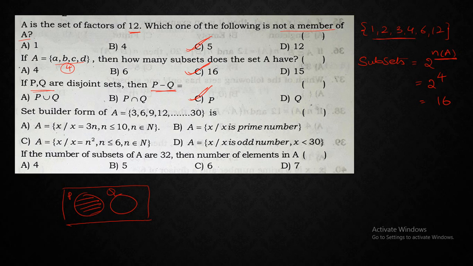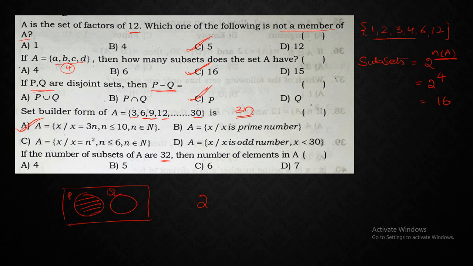Next, the set builder form of set A is equal to {3, 6, 9, 12, and so on up to 30}. If you observe, these are all multiples of 3, no? To represent a multiple of 3, you can simply call it 3n. In which option do we have 3n? Option A.